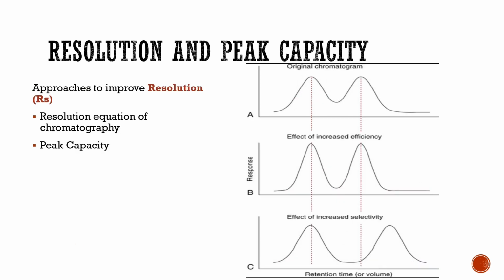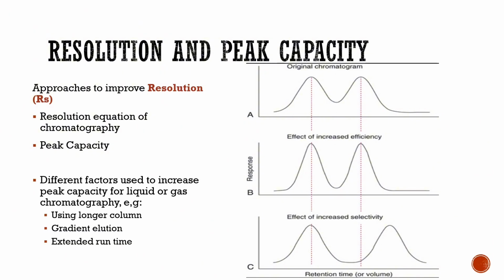So what are the approaches to increase the resolution of chromatographic peaks, whether it's liquid or gas chromatography? By using a longer column, by having gradient elution, by extending the run time. Here you can see how the resolution is changing based on increasing the efficiency here, and here by increasing the selectivity.